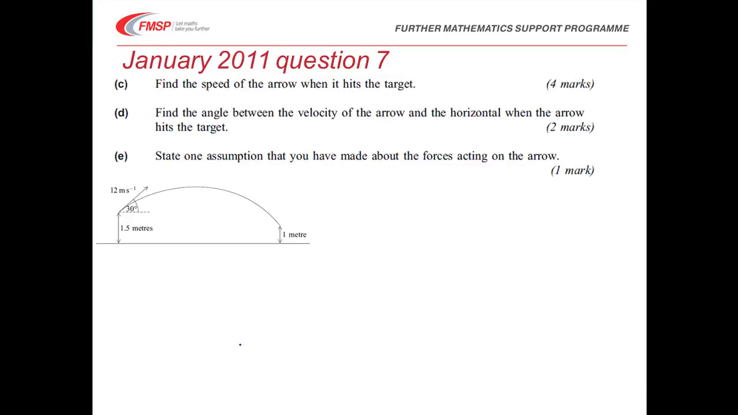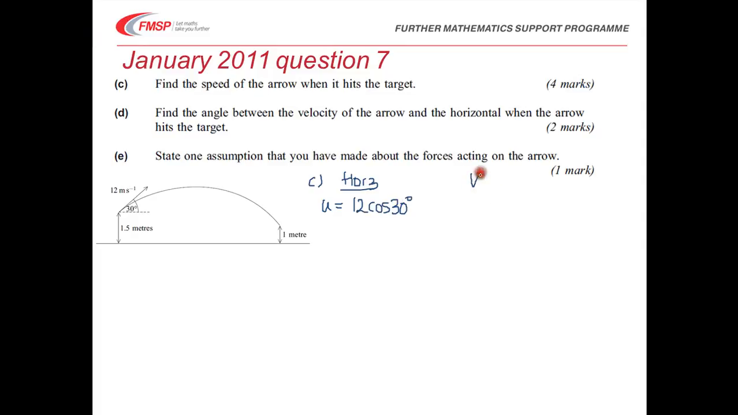So let's move on and have a little look at what parts C, D and E say. In part C we're asked to find the speed of the arrow when it hits the target. Again, we have to be very careful because we have a horizontal velocity and a vertical one. Remember, horizontally it was 12 cos 30. Acceleration is naught, so that means the velocity remains at 12 cos 30.